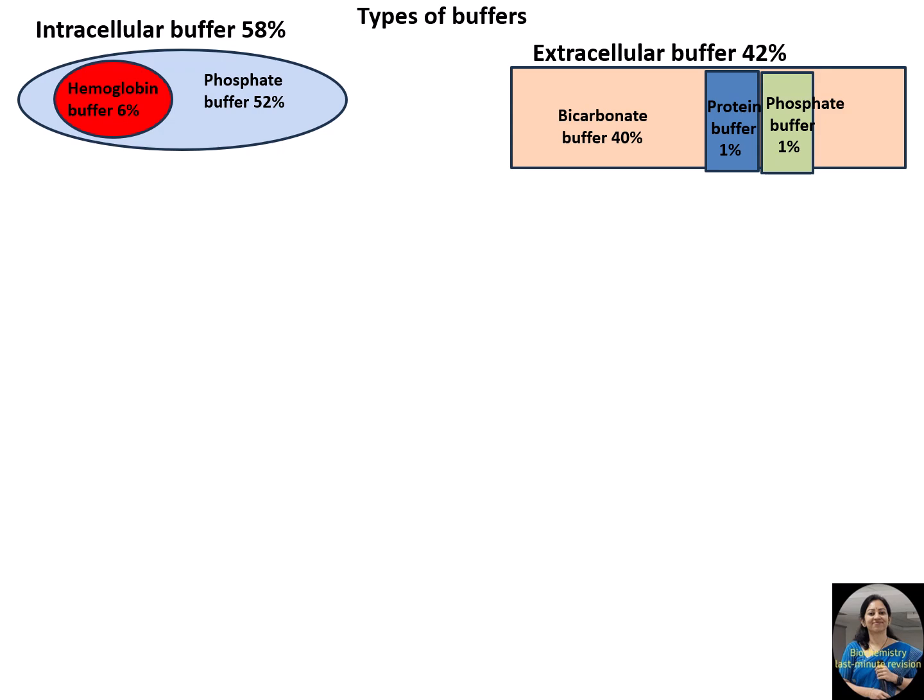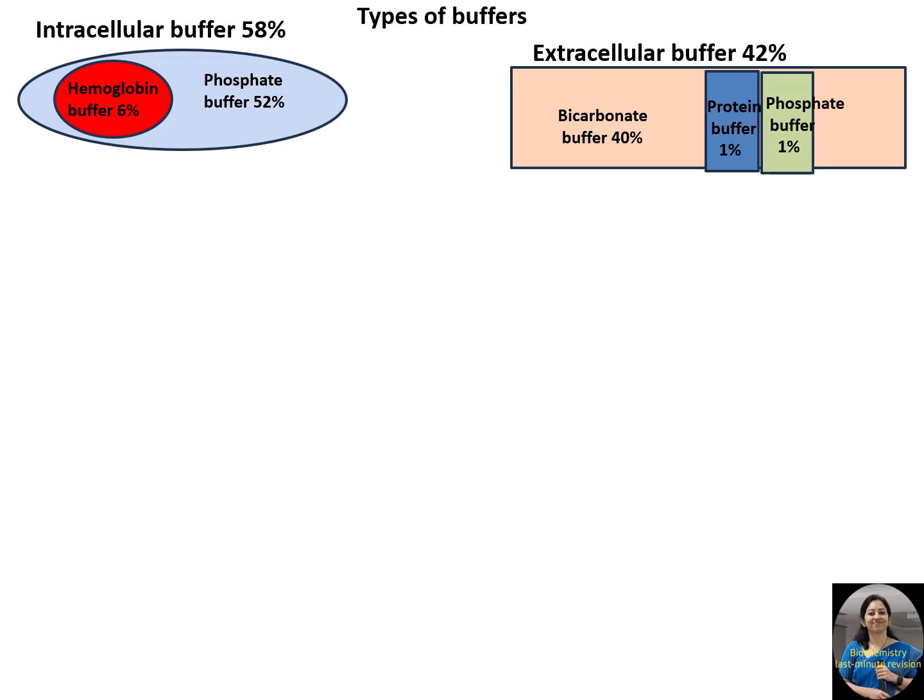Now, the types of buffers. They can be either intracellular buffer and the extracellular buffer. Intracellular buffer accounts for 58% of the total buffers, of which the phosphate is most important intracellular buffer, contributing to 50%, and the remaining 6% is contributed by hemoglobin buffer inside RBC.